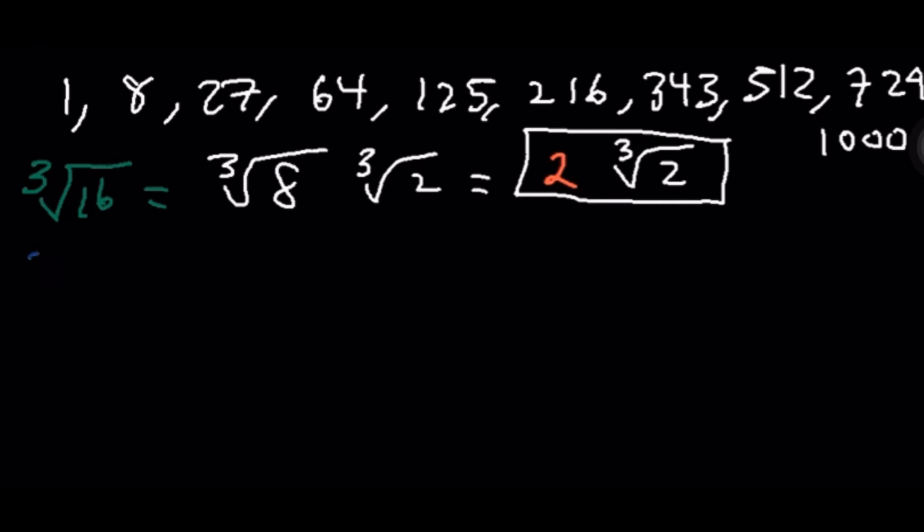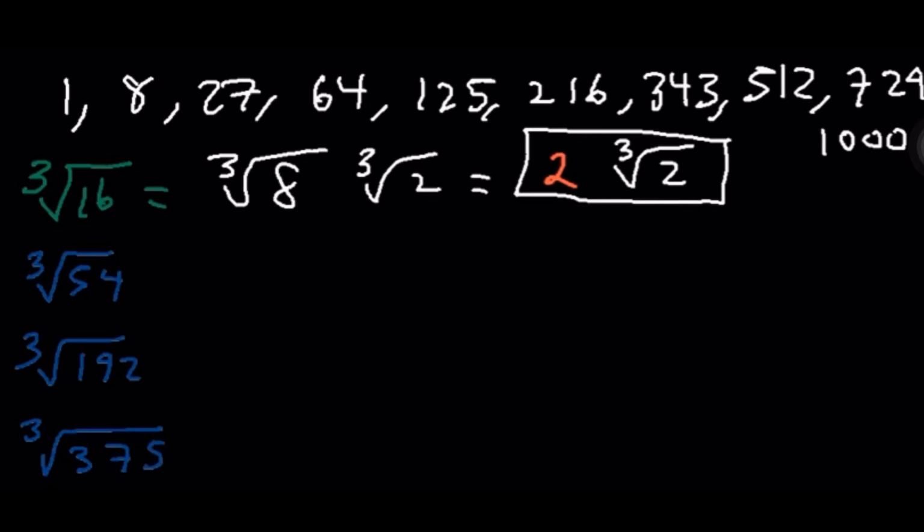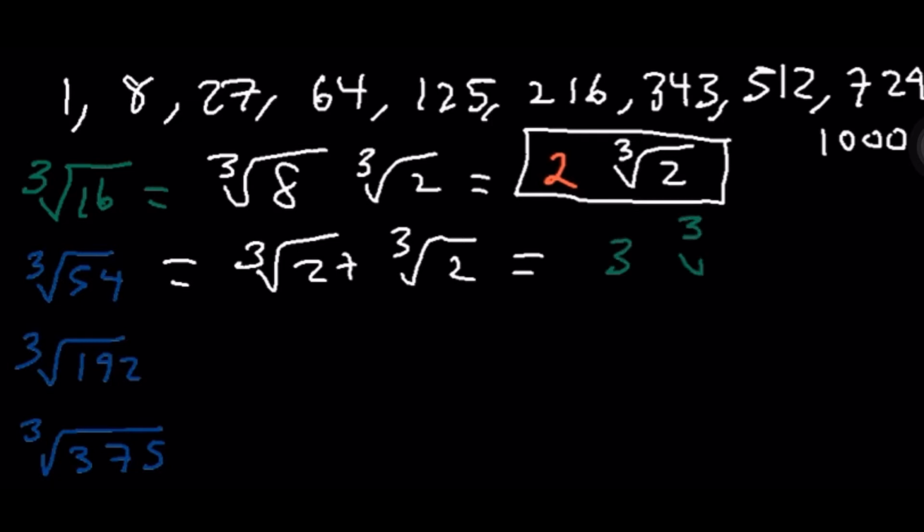So go ahead and try these examples. The cube root of 54, the cube root of 192, and the cube root of 375. So 27 goes into 54, and 27 times 2 is 54. And the cube root of 27 is 3. So this is 3 cube root of 2.